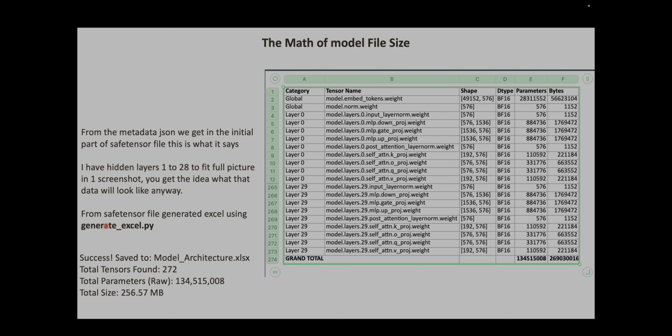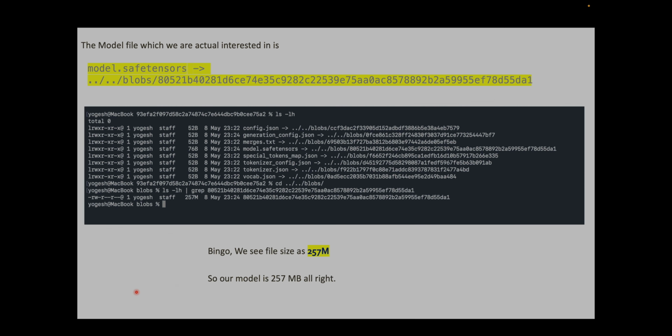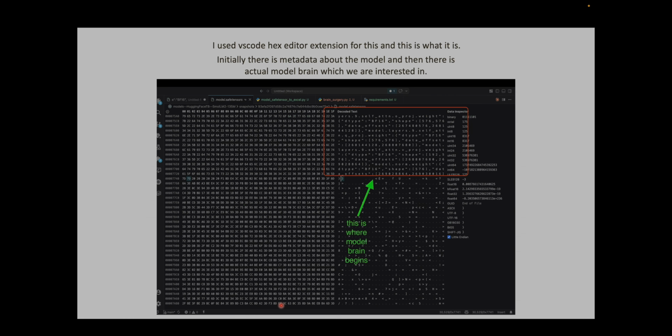I'll also share this Excel script file with you, which will generate your Excel like this. So any safetensors file you have, you'll be able to generate the model Excel file like this, where you can see the layers of the model, and then their shape, data type, parameters, and bytes. So this will be the output. As you can see, 256 MB is the model size. And this is what we saw earlier when we did ls on the safetensors file, 257 MB approximately, right? So that way, it's matching what we saw.